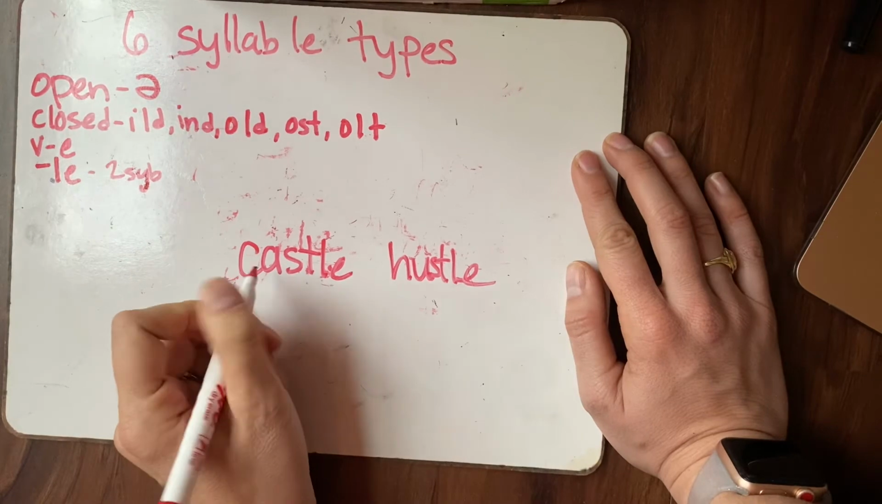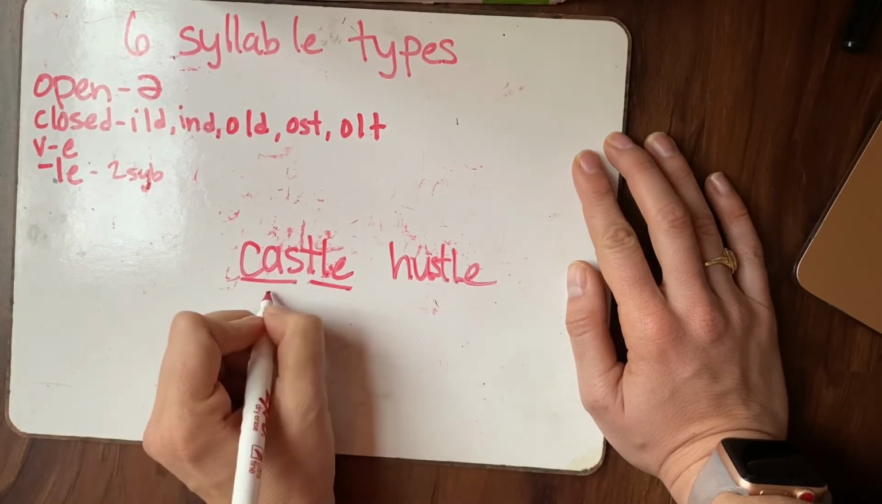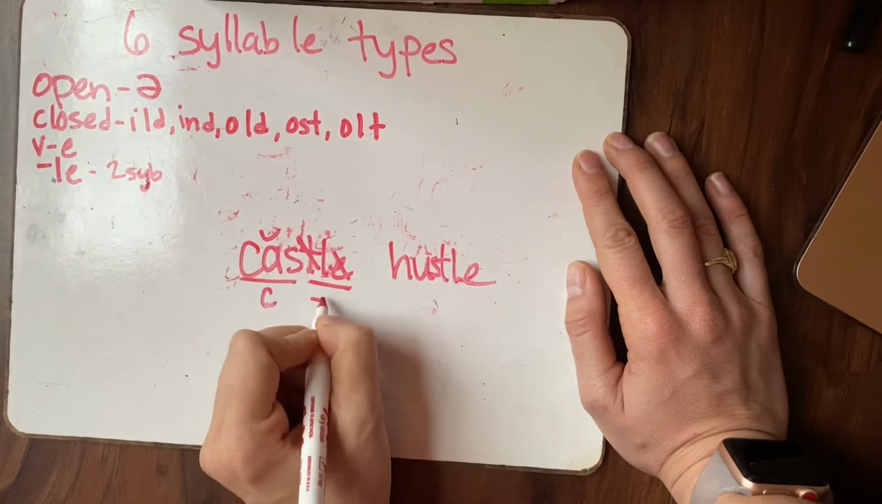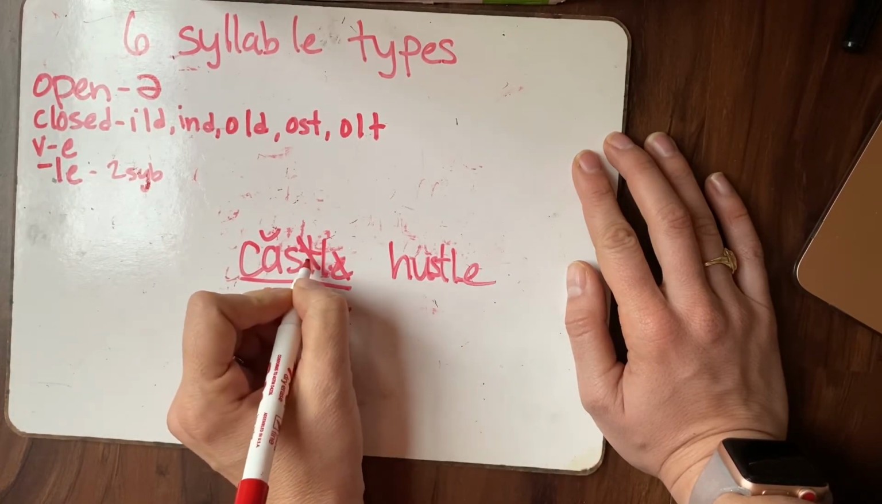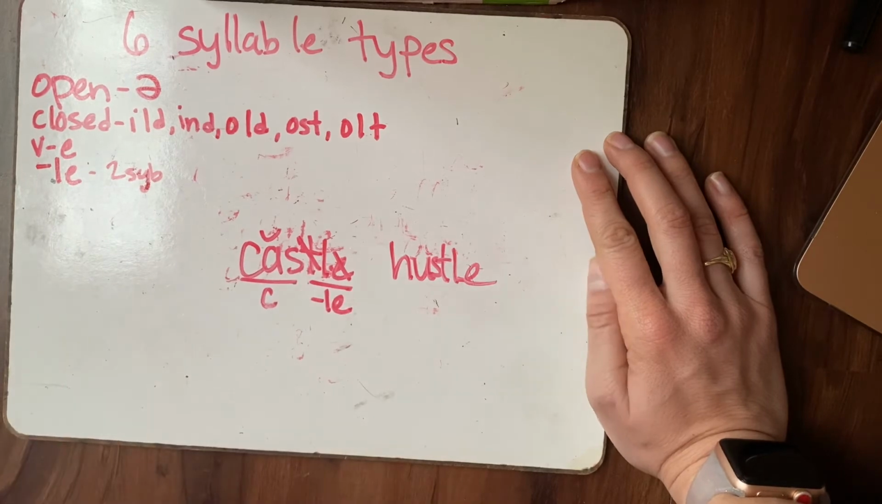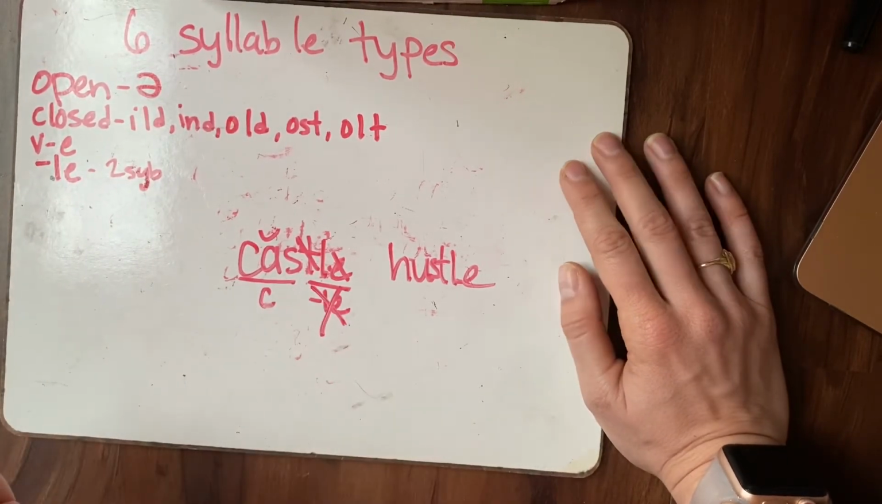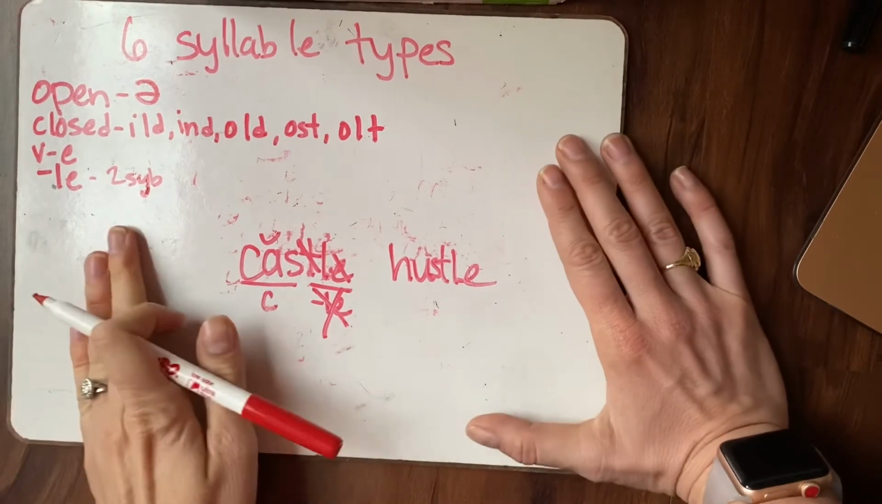So what happens here is I've got the castle, I've got a closed syllable again, but the T is silent. So it's a consonant LE, but I'm not giving the consonant that sound, so it is a silent letter, and so it is a rule breaker. So that is the consonant LE.